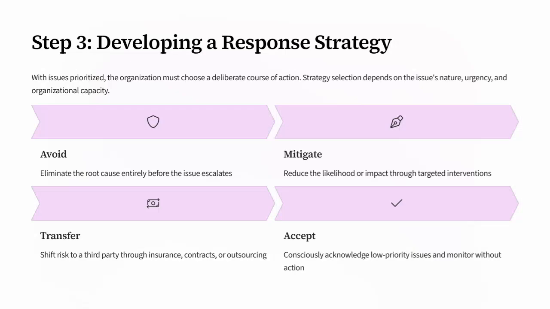Once issues have been prioritized, the organization needs to choose a deliberate response rather than reacting inconsistently. The right strategy depends on the issue's nature, its urgency, and the organization's capacity to act. The 4 options are avoid, mitigate, transfer, and accept. Avoid means eliminating the root cause before escalation. Mitigate reduces likelihood or impact through targeted interventions. Transfer shifts risk to a third party, using insurance contracts or outsourcing. Accept means consciously acknowledging a low-priority issue and monitoring it without taking immediate action.